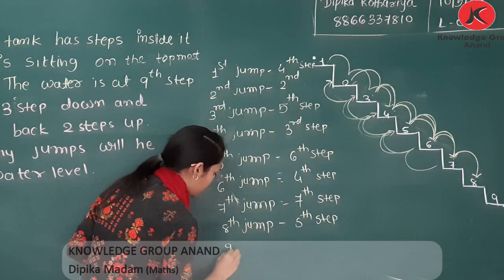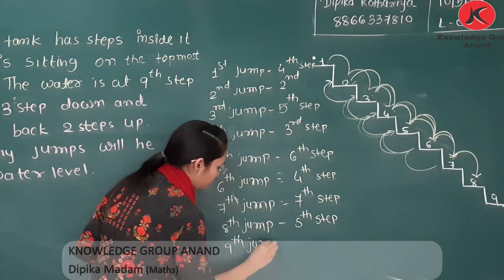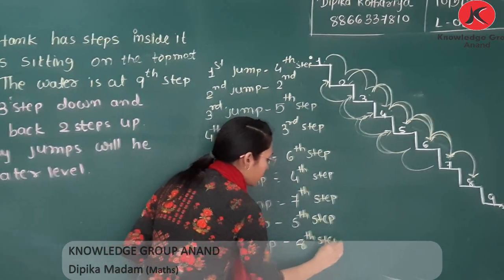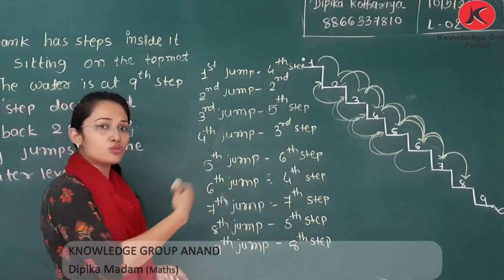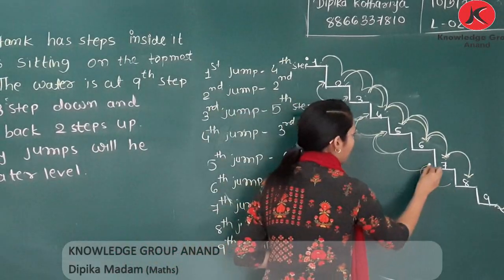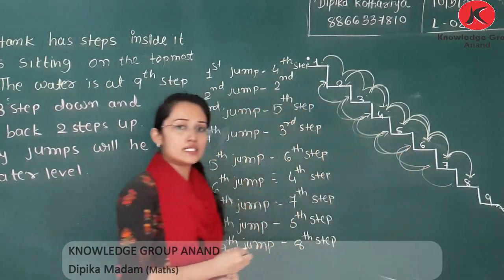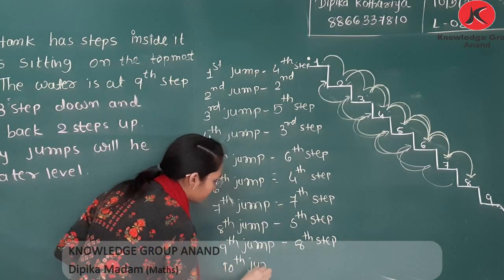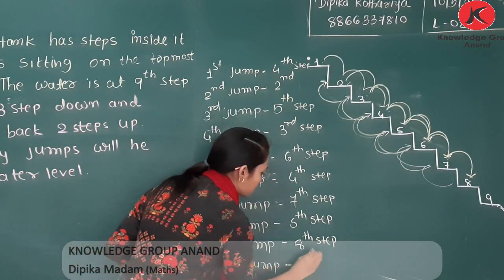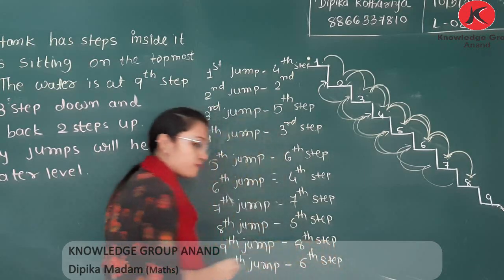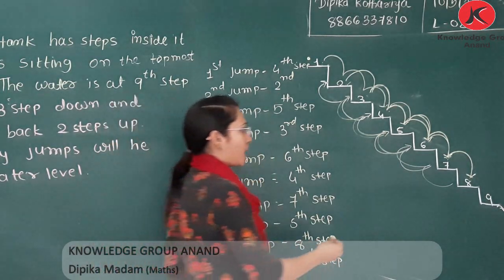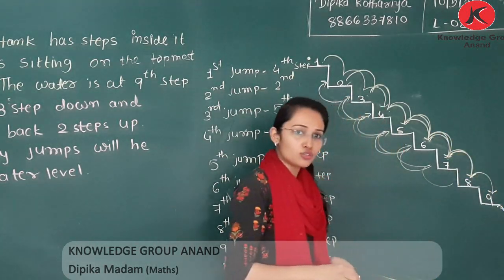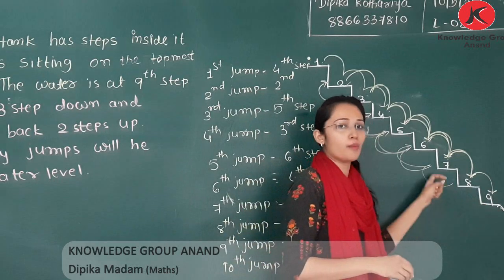So in the ninth jump, he will be on the eighth step. Now from 8, 2 steps up. So 1, 2. He will be on the sixth step. So in the 10th jump, he will be on the sixth step. Now from the 6th, 3 steps down. So 1, 2 and 3. Now he has reached the water level, so no need to jump back.